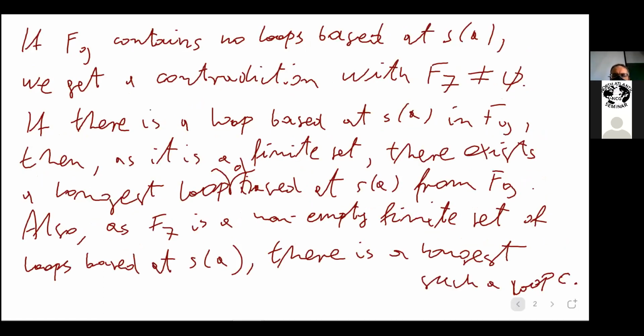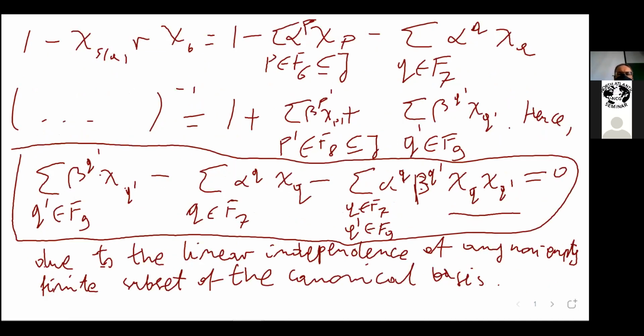Right, because I already know that my longest loop cannot cancel by anything from the first two summands, and now I'm wondering if in this sum, QQ prime, I can write it maybe as Q tilde Q prime tilde. Okay. But here, what is important is that Q must be longest in F7 and Q tilde must be longest in F7. Q prime must be longest in F9 and Q prime tilde must be longest in F9. So this means that Q tilde is of the same length as Q and Q prime is of the same length as Q prime tilde.